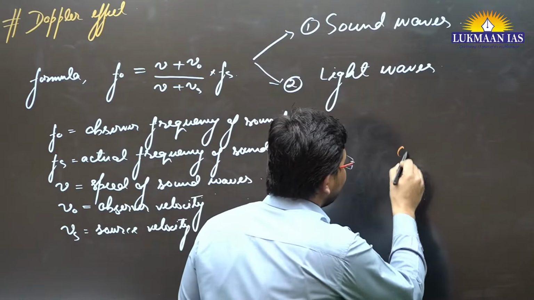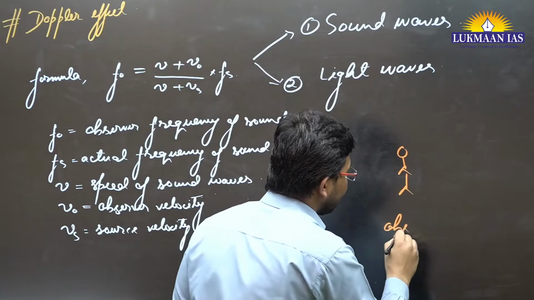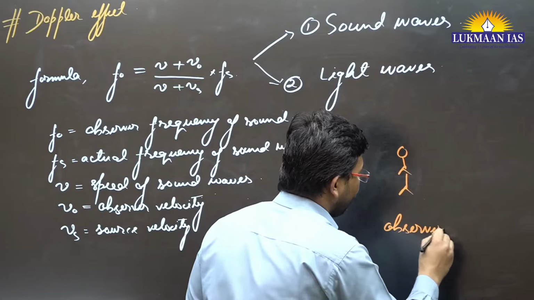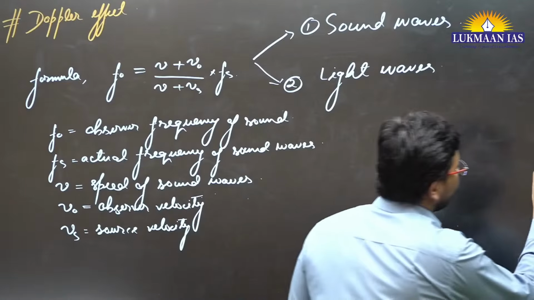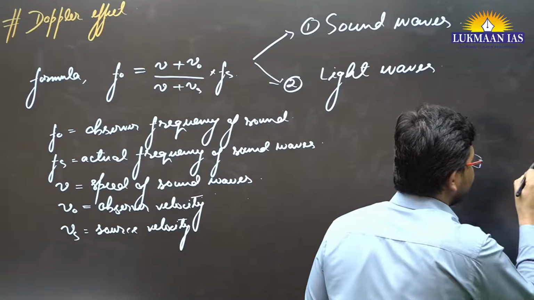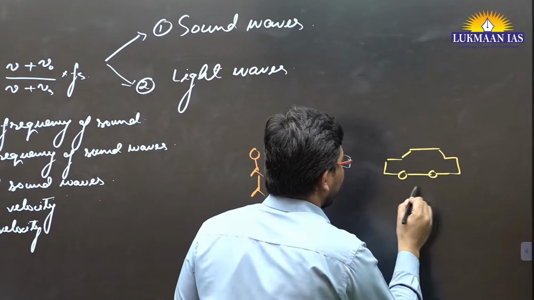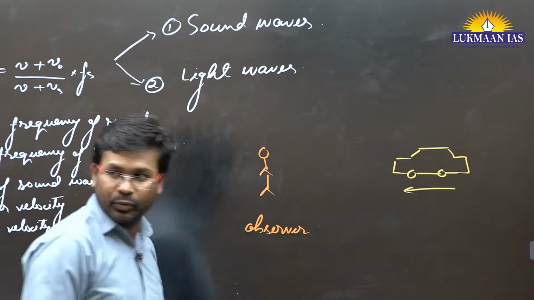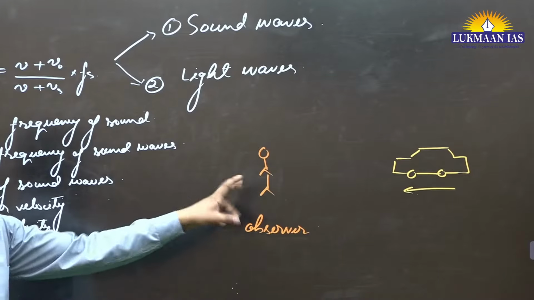Let's say this is a person who is an observer. And over here, let's consider a car traveling towards this observer.